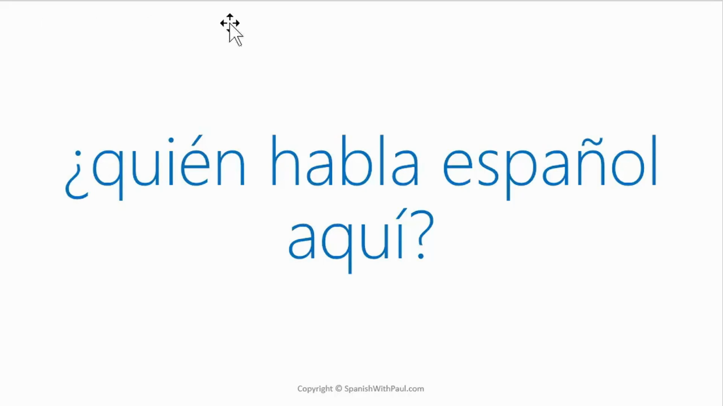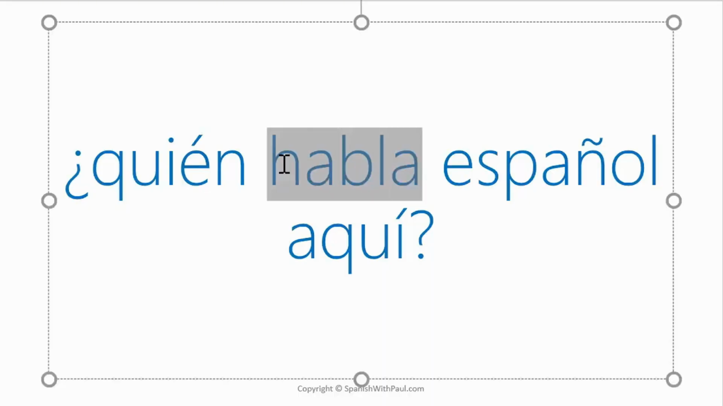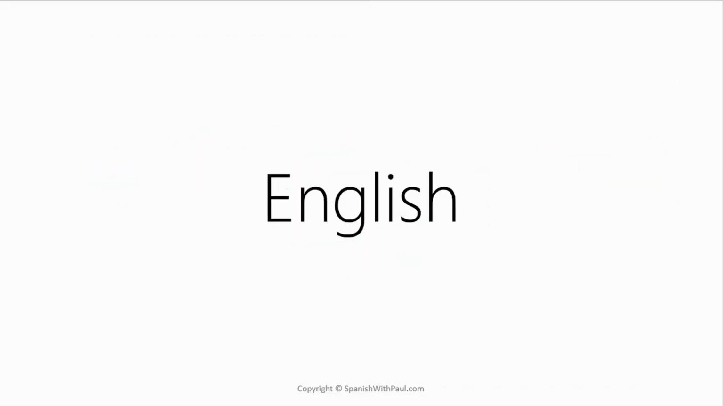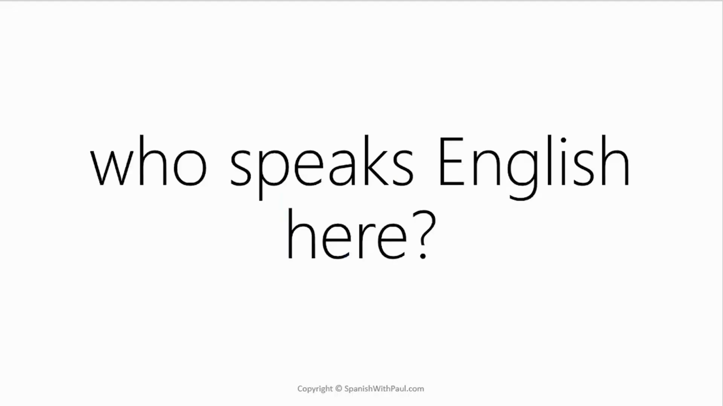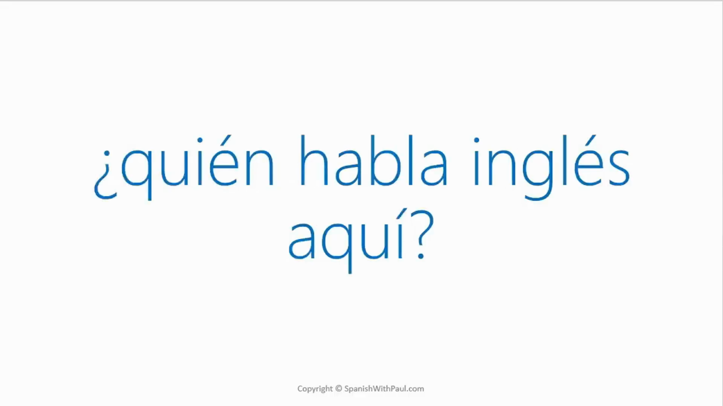So you can see that we're using the word quién and it's being partnered with the verb angle of he, she, and it. ¿Quién habla? Who speaks español aquí? The word for English is inglés. How would you ask, who speaks English here? ¿Quién habla inglés aquí?